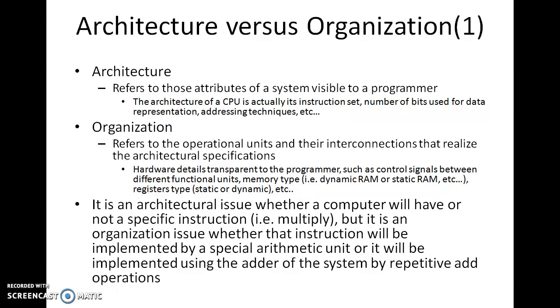So architecture refers to those attributes. Similarly, in a computer, architecture refers to those attributes of a system which are visible to a programmer, so that the programmer actually builds on that system. The programmer builds, using that hardware, some software, some program for the sake of the user. It's visible to the system programmer. We will see what a system programmer is.